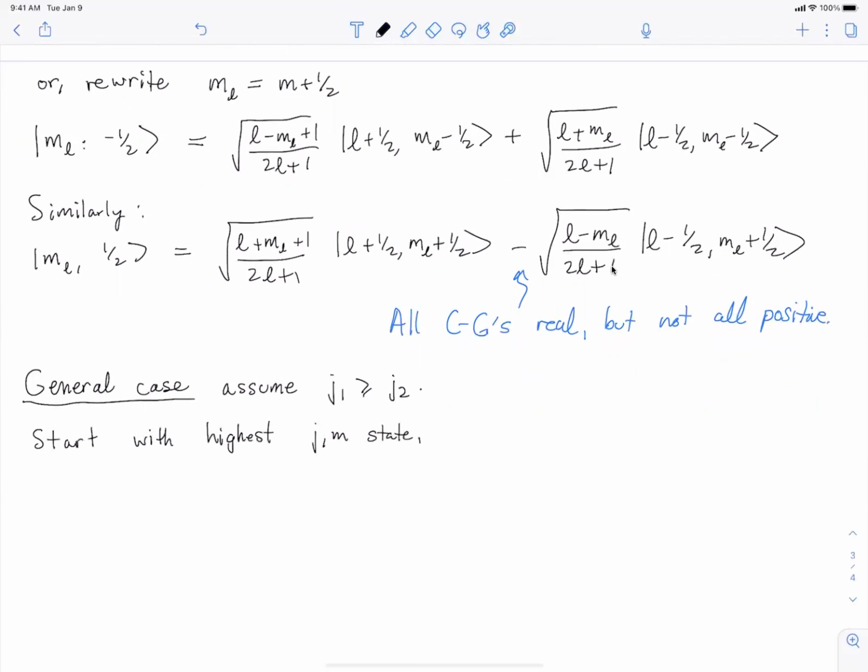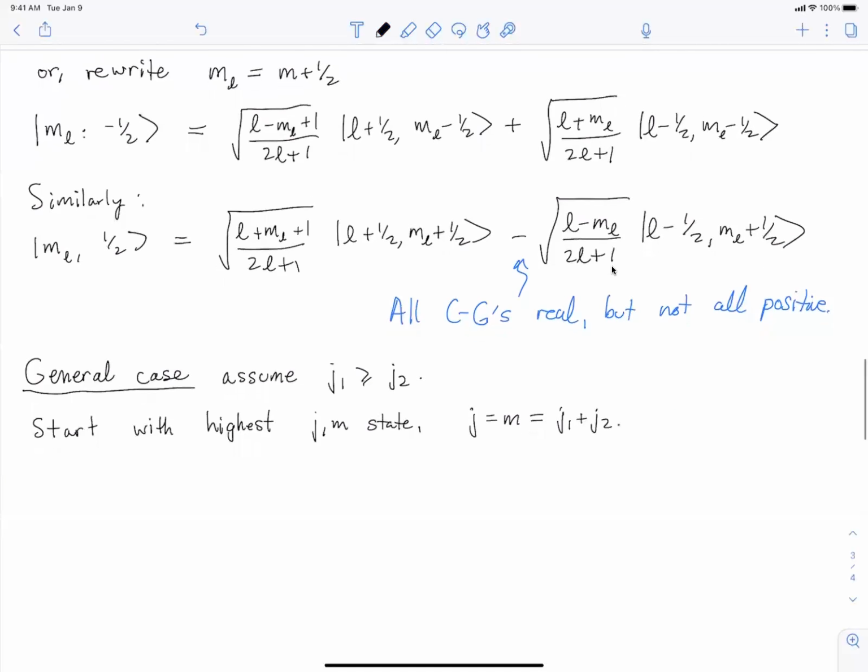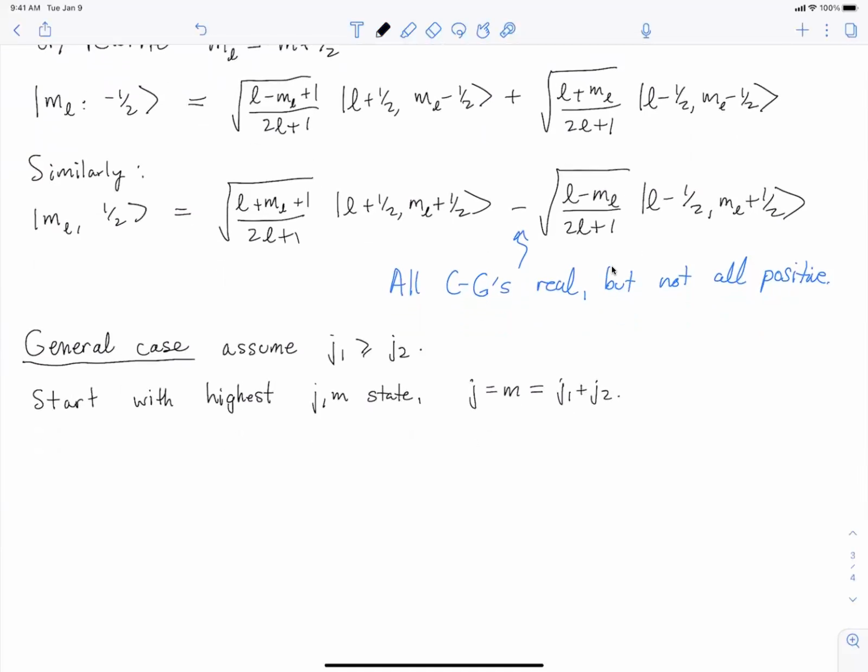The highest one that can be is when J is equal to M is equal to the largest thing it can be, which is J1 plus J2. The thing about that state is it's unique. There's only one way to choose J and M such that they're the maximum. And so we can immediately write down that |J1+J2, J1+J2>, those are really J and M in the total angular momentum basis, must be equal to, in the product basis, |J1, J2>.